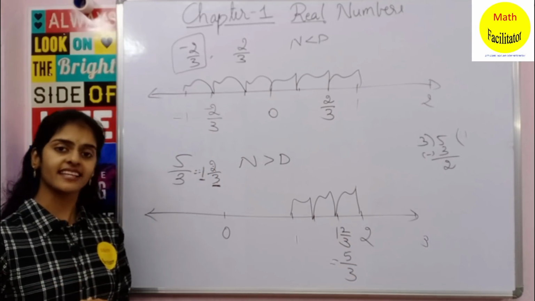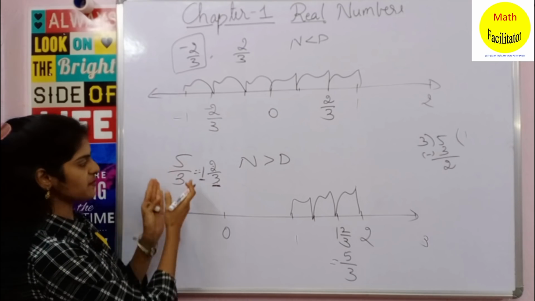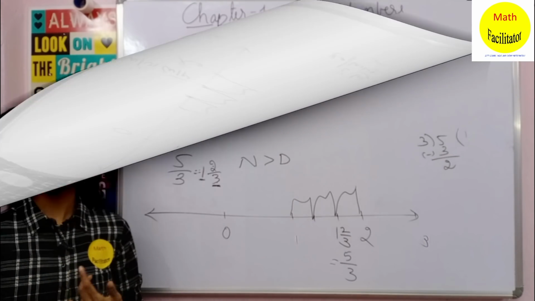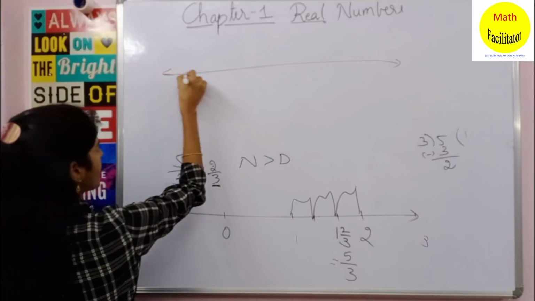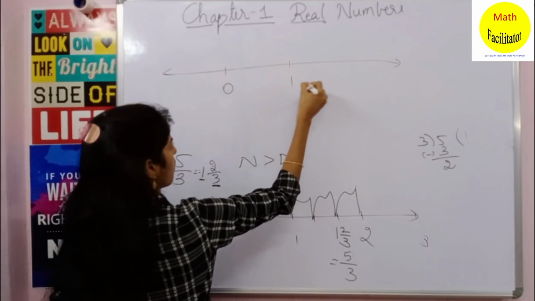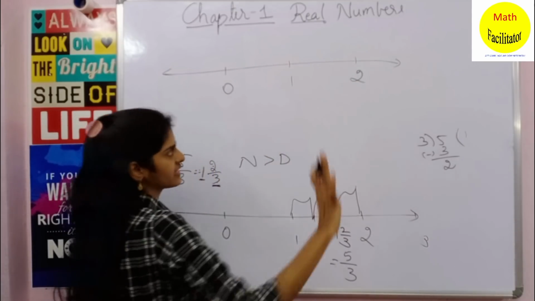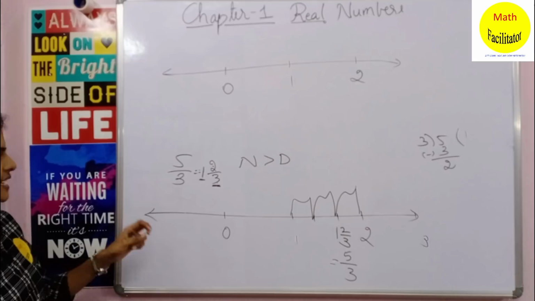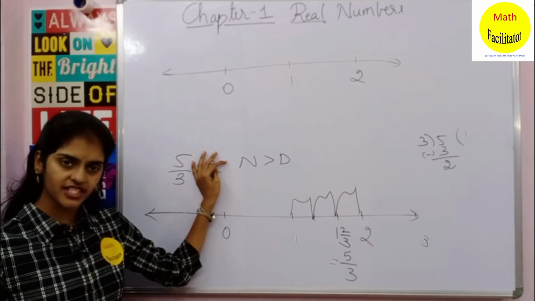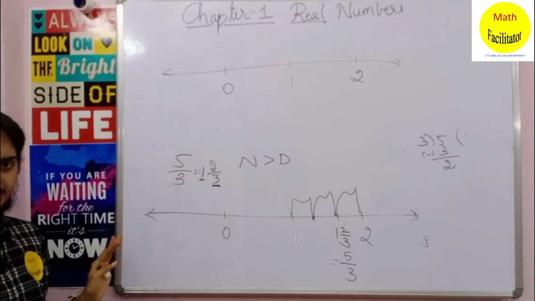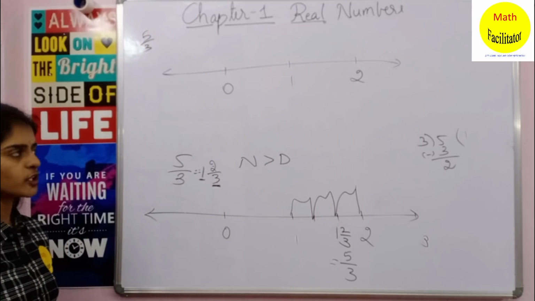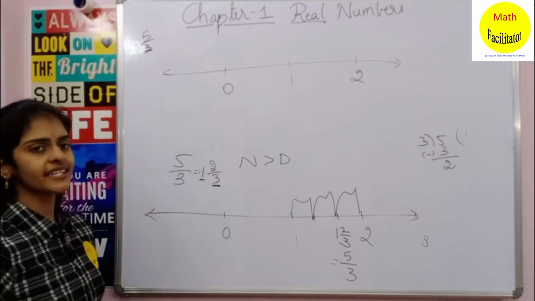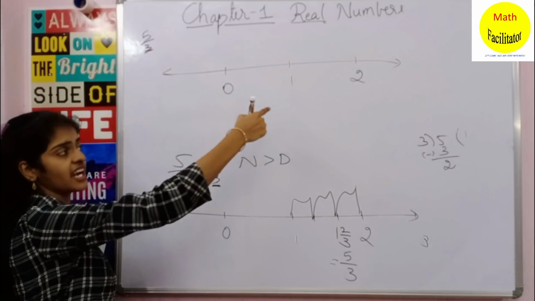Now let us see the second way how we can mark 5 by 3 on this number line. So what can be done? We can draw a number line, marking 0, 1, 2, 3 and so on. Now without converting into a mixed fraction, you will just consider 5 by 3 as a whole. So marking 5 by 3, how do you do it? Now the denominator is what? 3. So you start from 0.